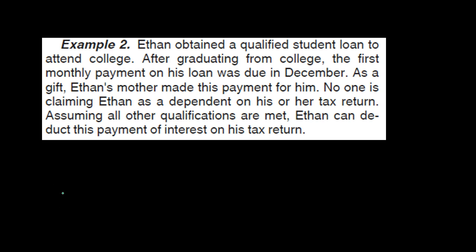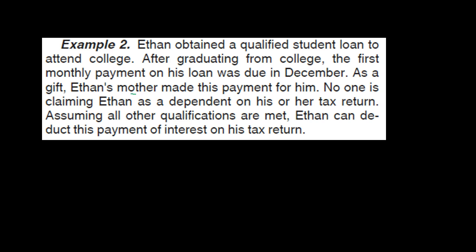Back to the text, example 2. Ethan obtained a qualified student loan to attend college. After graduating from college, the first monthly payment on his loan was due in December. As a gift, Ethan's mother made this payment for him. No one is claiming Ethan as a dependent on his or her tax return. Assuming all other qualifications are met, Ethan can deduct this payment of interest on his tax return. So in this case, we have a similar situation. But now we have Ethan's mother making the payment. So Ethan's mother made the payment for the loan payment.